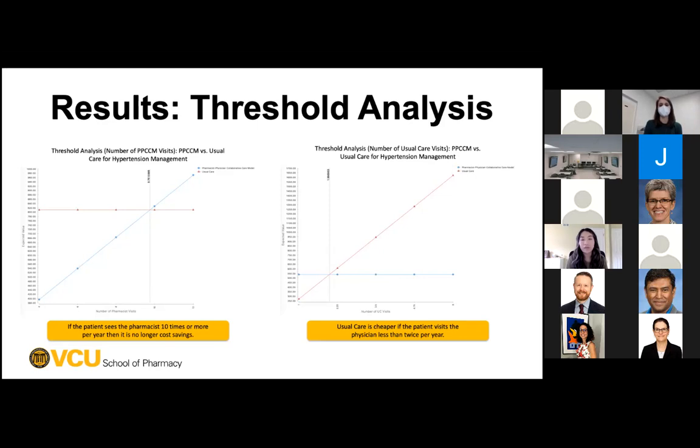However, that is quite unlikely, because based off published literature, a patient with uncontrolled hypertension typically sees the physician at least twice per year.